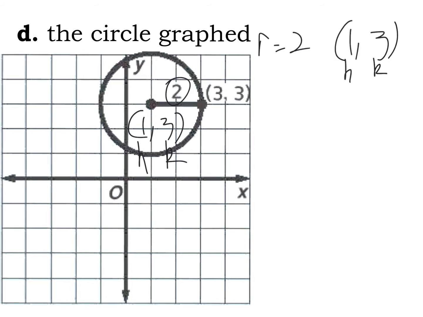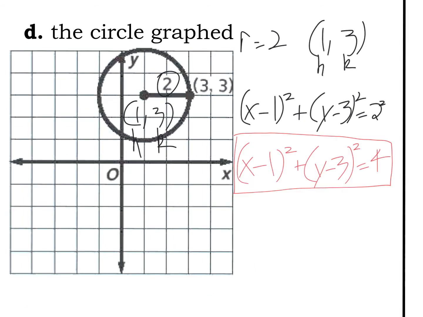So I'm going to say x minus 1 squared plus y minus 3 squared equals 2 squared. And so 2 squared is 4, right? So this all stays the same. So my final answer is x minus 1 squared plus y minus 3 squared equals 4.